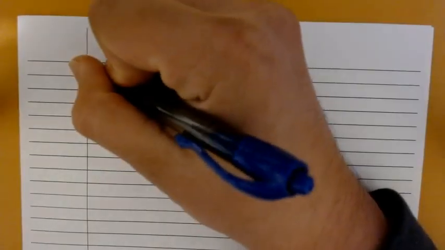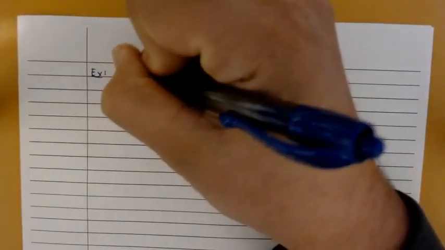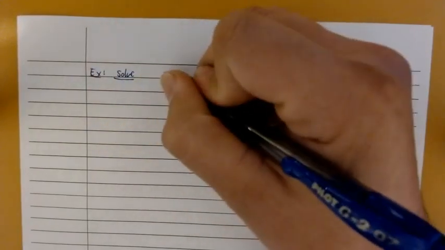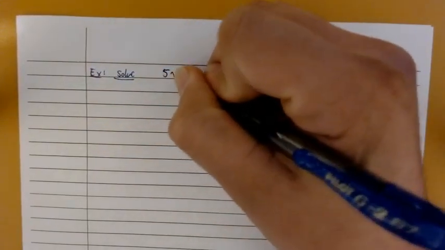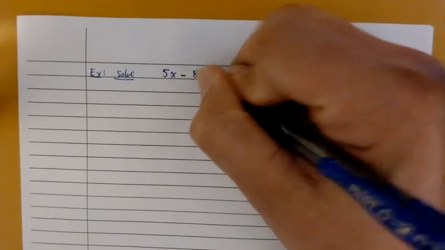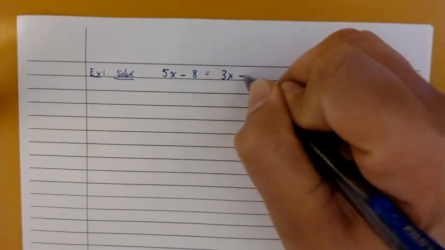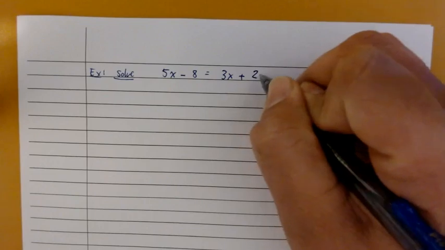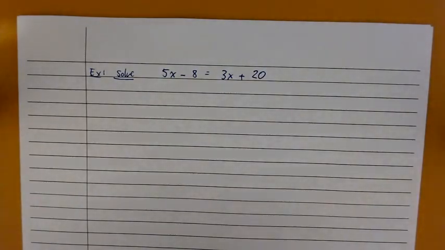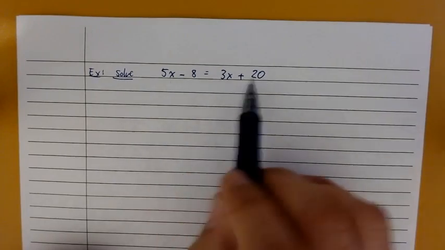Now, for our next example, you'll see that there are times when the equations have more than one instance of the variable, meaning you only have one variable, x, but it appears multiple times. So, for example, let's say that we're going to solve the equation 5x minus 8 equals 3x plus 20.